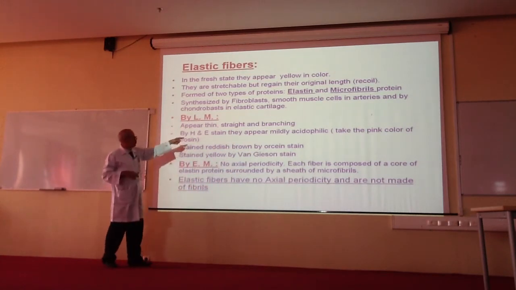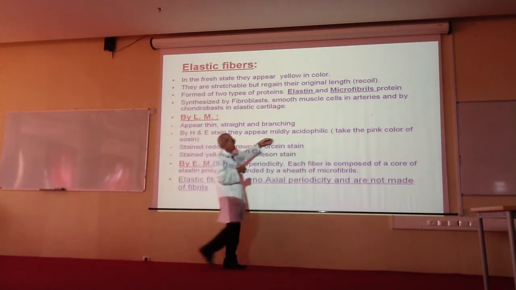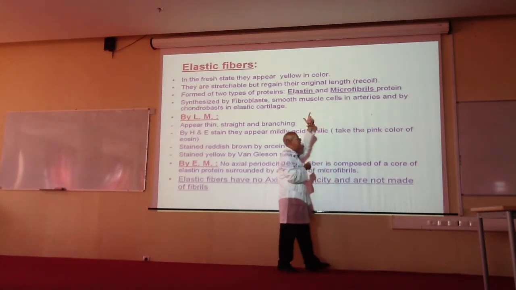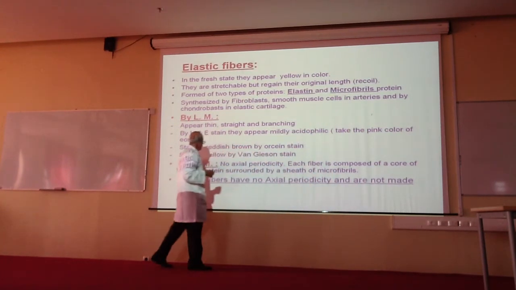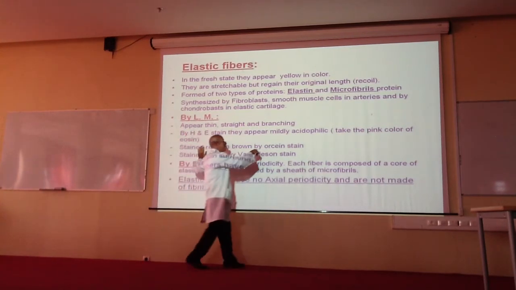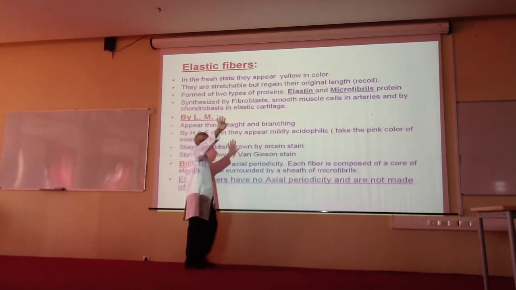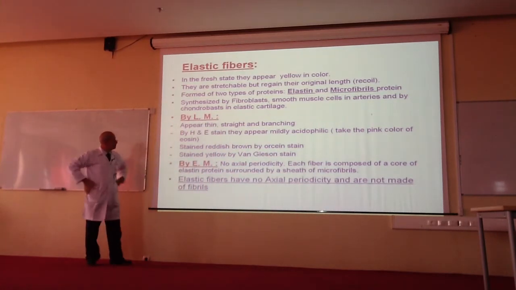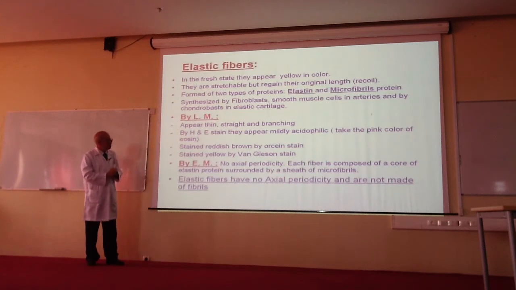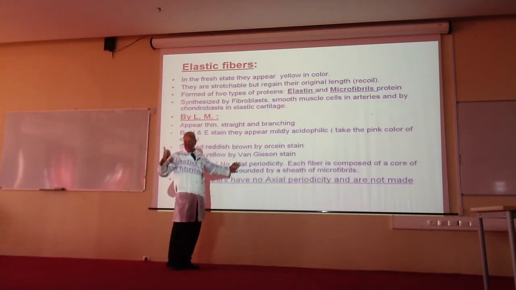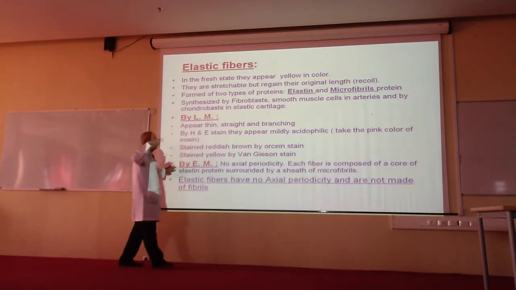By hematoxylin, they appear mildly acidophilic or pale acidophilic, pale pink in color. They are stained by a special stain, which is not important for me, forget about it. By EM, no axial periodicity, just like collagen. No axial periodicity, and I'll show you the next picture.